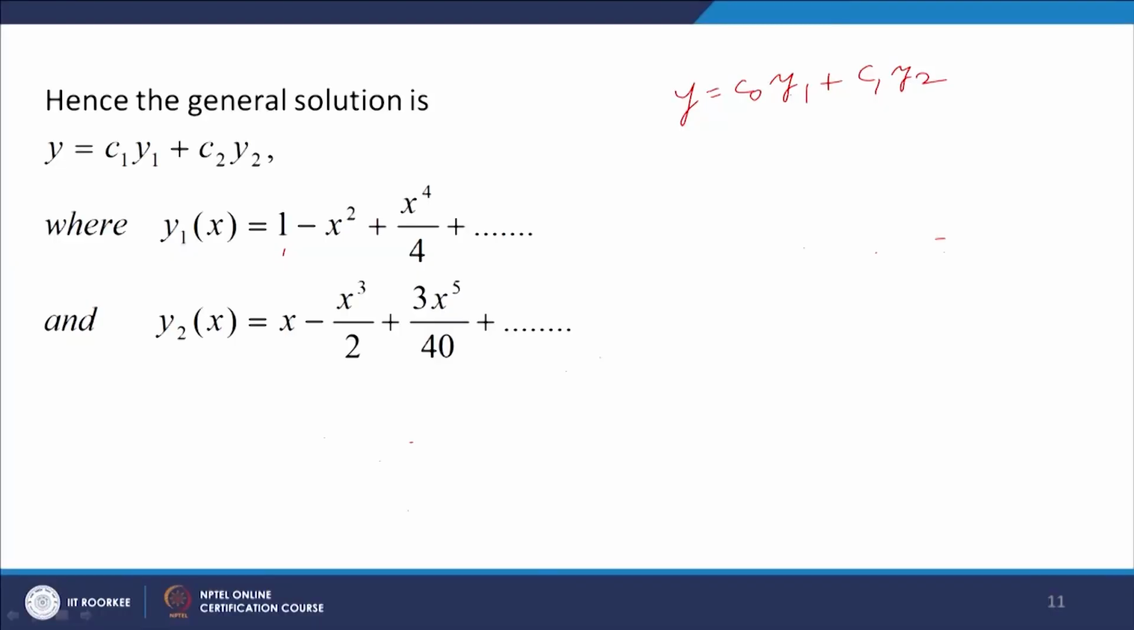The general solution will be y equal to C naught y1 plus C1 y2. The coefficient of C naught is y1, that is 1 minus x square plus x to the power 4 by 4, and the coefficient of C1 is y2x, which is x minus x cube by 2 plus 3 times x to the power 5 by 40 and so on. The functions y1x and y2x do not represent known elementary functions, and therefore we can say that the power series solution of the given differential equation cannot be obtained as a finite linear combination of known elementary functions. It is given by power series which do not represent known elementary functions.